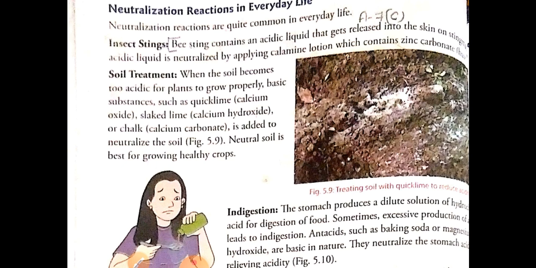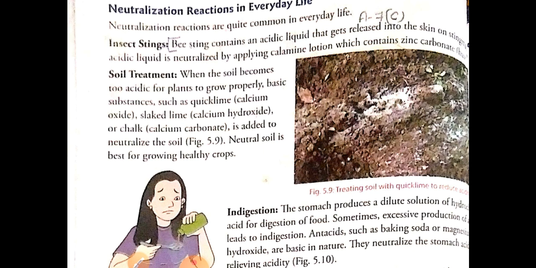So to reduce the acidity, we generally apply calamine lotion, which is a zinc carbonate base. Due to applying this base, the neutralization reaction takes place in our skin, and then we do not feel any kind of irritation. Okay, next, soil treatment.